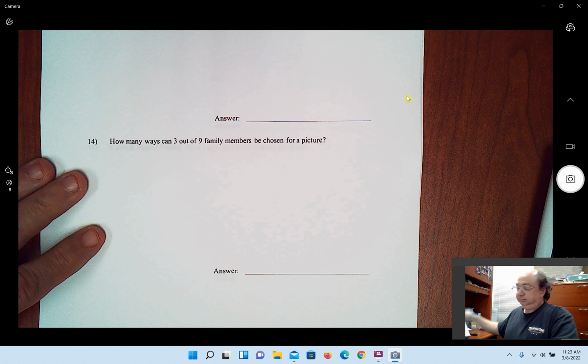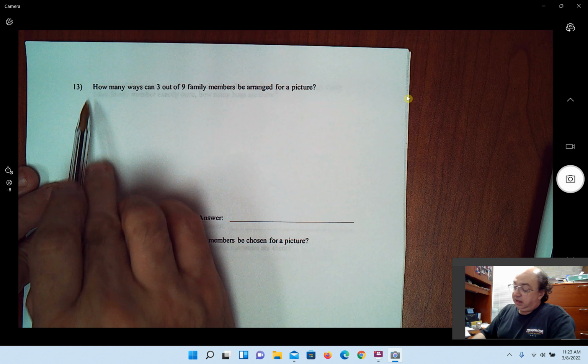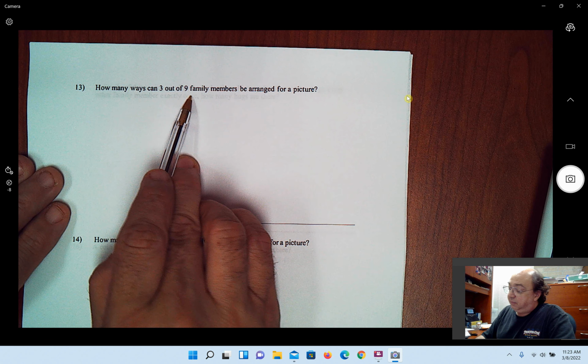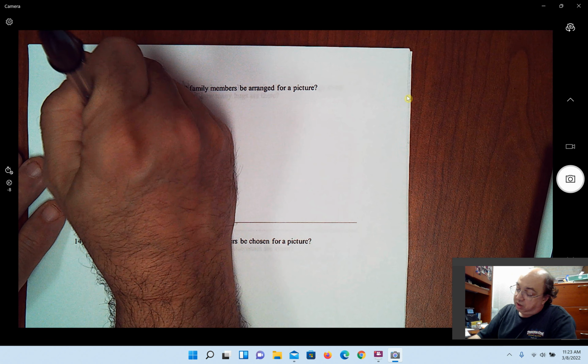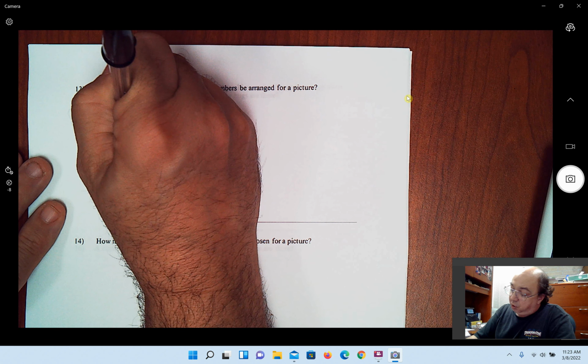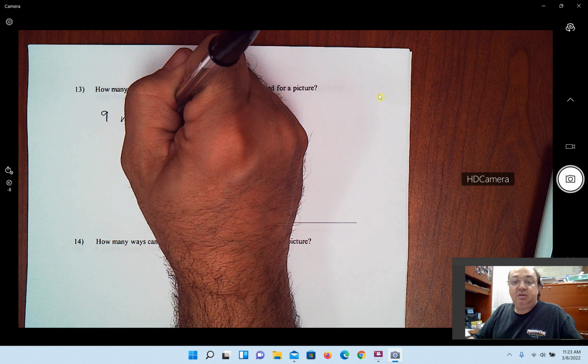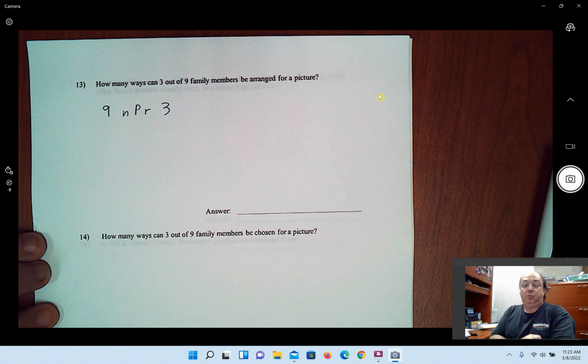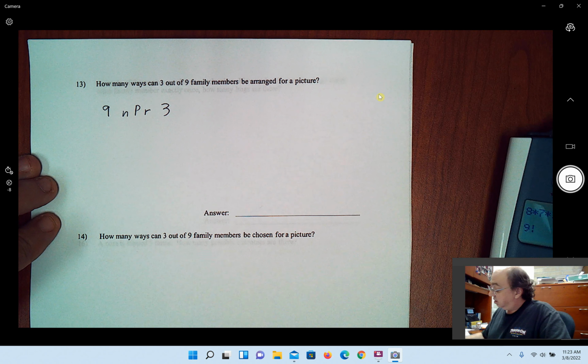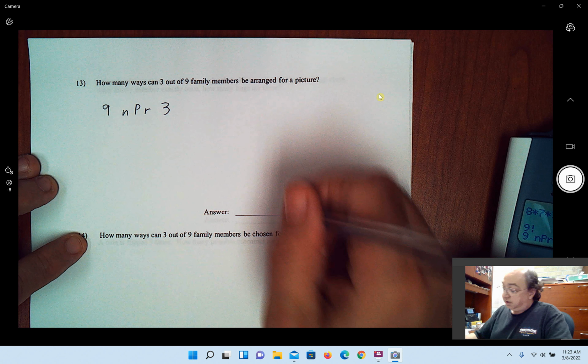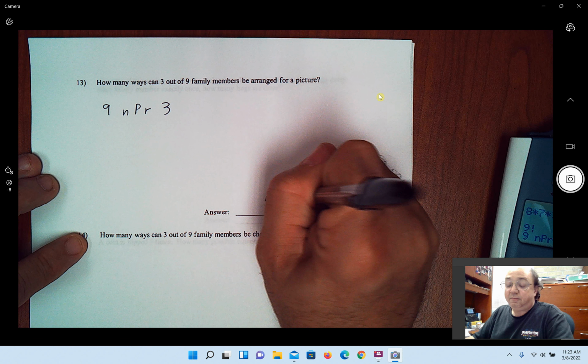How many ways can 3 out of 9 family members be arranged? Well, that's going to be 9 permutation 3. So 9 permutation 3. That ends up giving us 504.